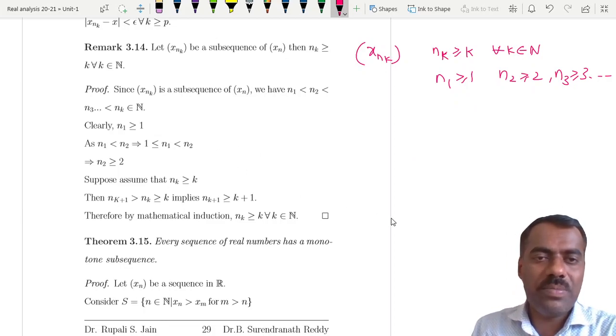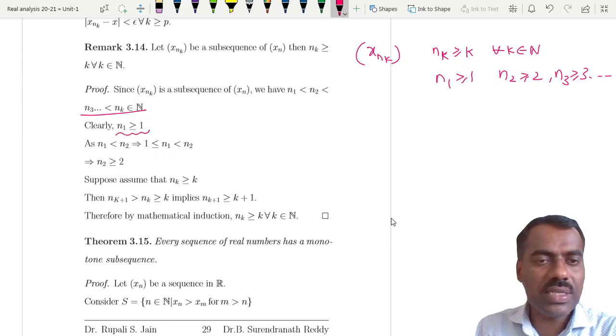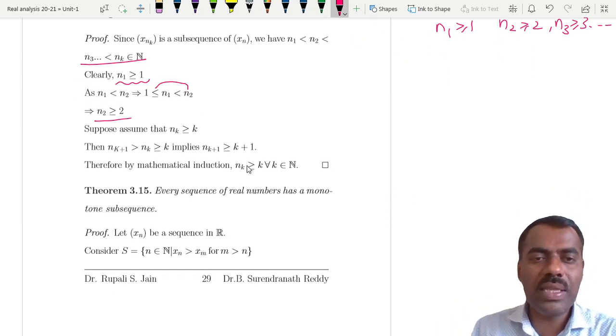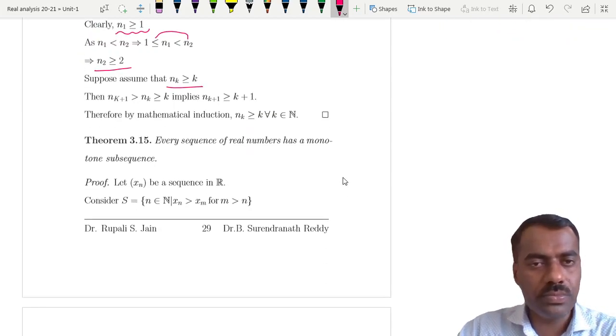Because n1 is less than n2 and so on, and the smallest natural number possible is 1, n1 is greater than or equal to 1. Then as n1 is strictly less than n2, n2 is strictly bigger than 1. That means n2 is at least 2, n2 is greater than or equal to 2. If you keep on doing that, you will get that nk is greater than or equal to k. Okay.